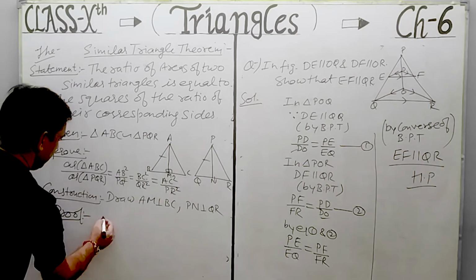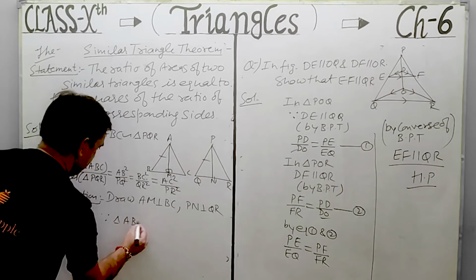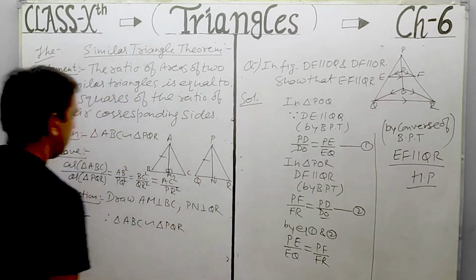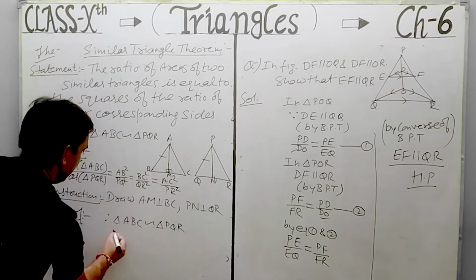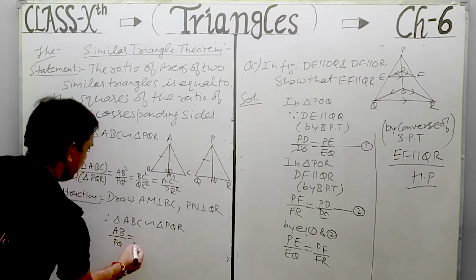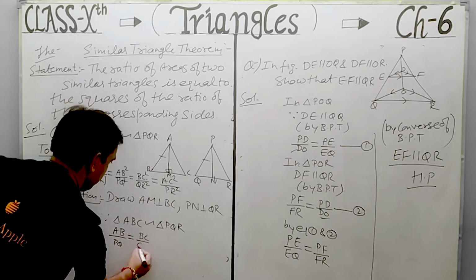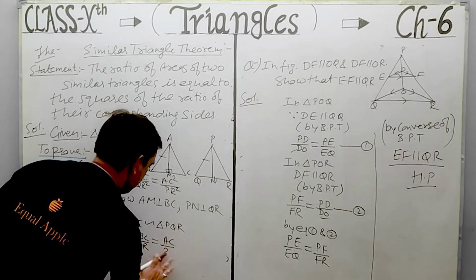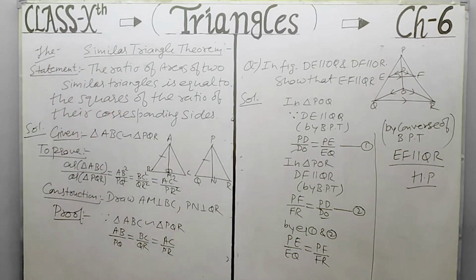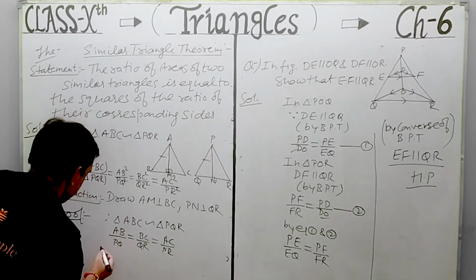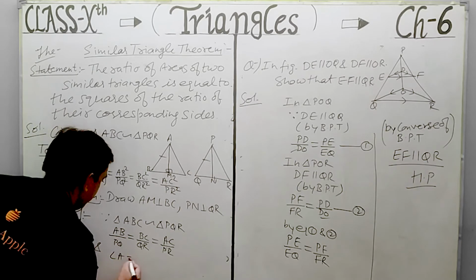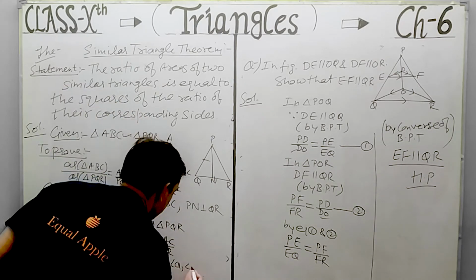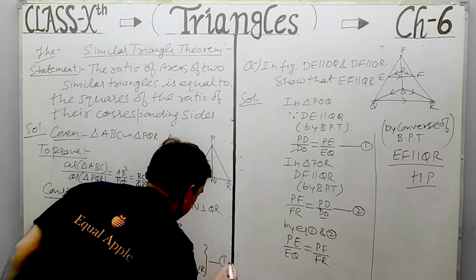Now we will come to the proof of this theorem. Here, since triangle ABC is similar to triangle PQR, which is given, we can write the ratio of the sides AB upon PQ equals BC upon QR equals AC upon PR, and the angles are also equal: angle A equals angle P, angle B equals angle Q, and angle C equals angle R. We will call this equation 1.